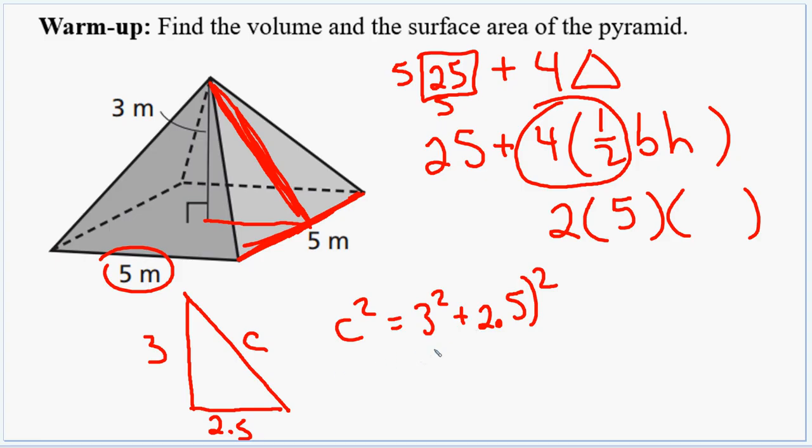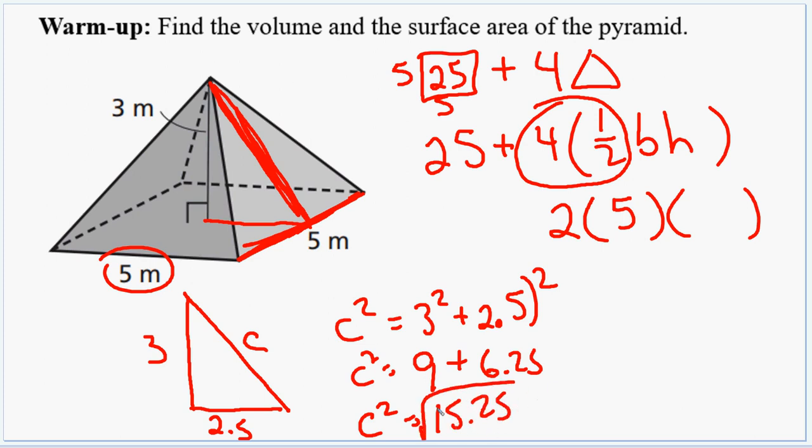And that is 9 for 3 squared. 2.5 squared is 6.25. And if we add those up, c squared is 15.25. When we take the square root of each side, c is about 3.91. So that's going to go in right here for h, 3.91.